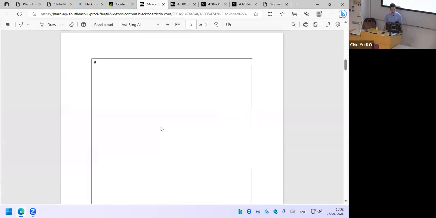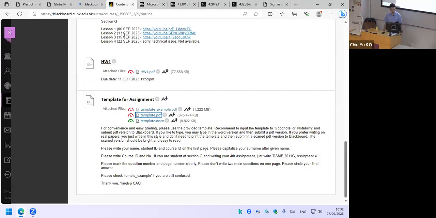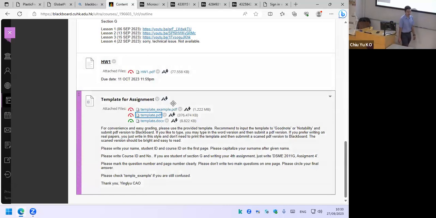When you submit, try to use the template, because the TA thinks this template would make his grading easier. So try to follow that. Just submit on the blackboard. You can either do it by hand or do it on the computer, whatever you like. If you use a computer, you can just take a picture. If you do it by hand, it's up to you what method you use. And that's it.